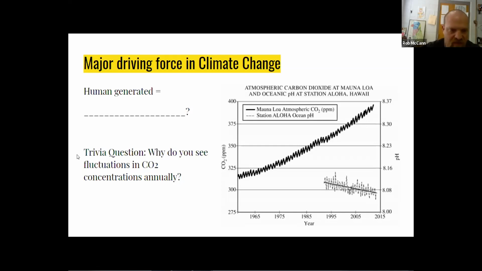All right, so I put in a little trivia question here. Why do you see fluctuations in CO2 concentrations annually? We're going to add a little trivia question here to see if you're on your toes. Why is there a fluctuation in CO2 emissions annually? So that means throughout a year, there's going to be spikes where CO2 emissions are highest and valleys where CO2 emissions in our global atmosphere are the lowest.